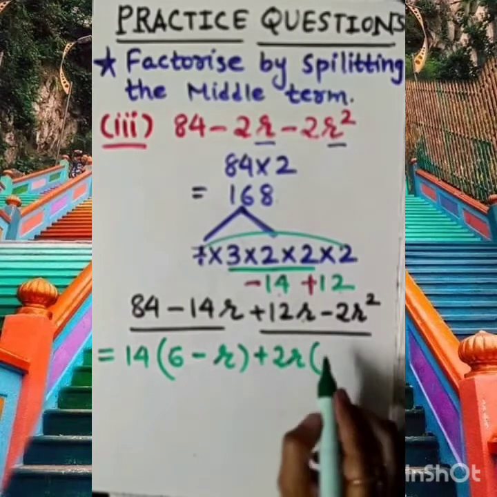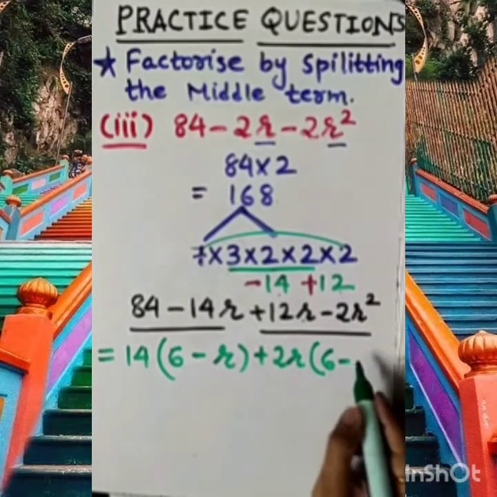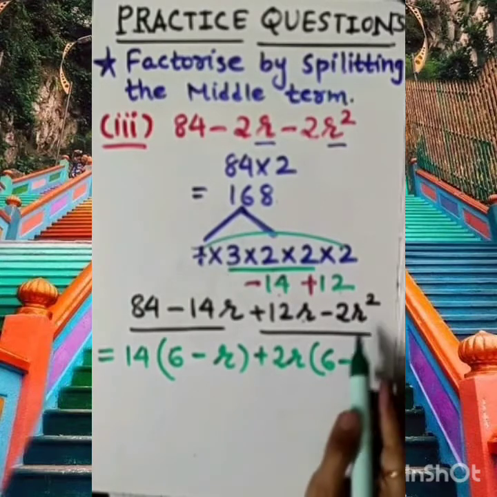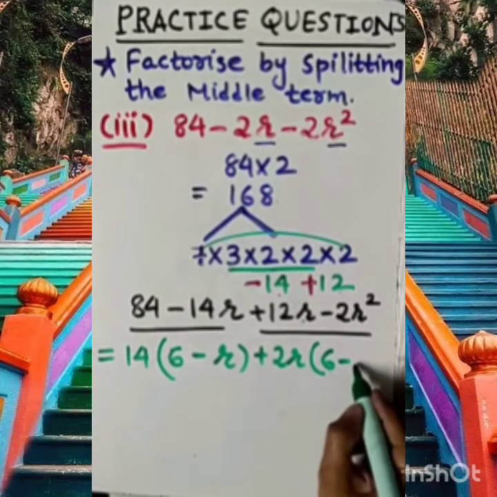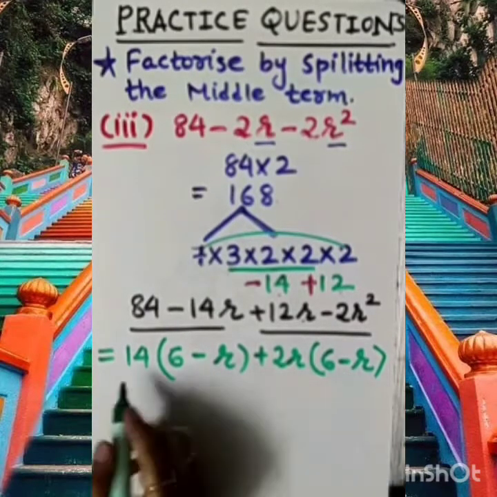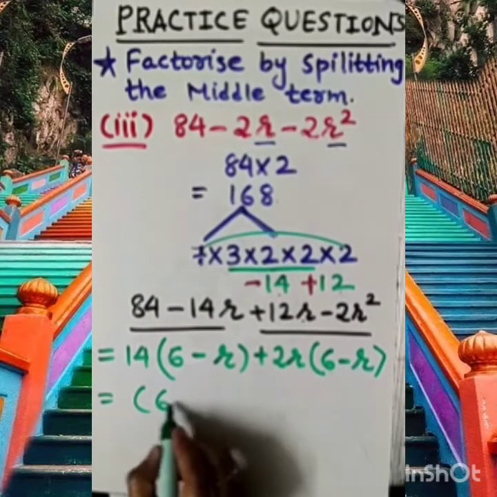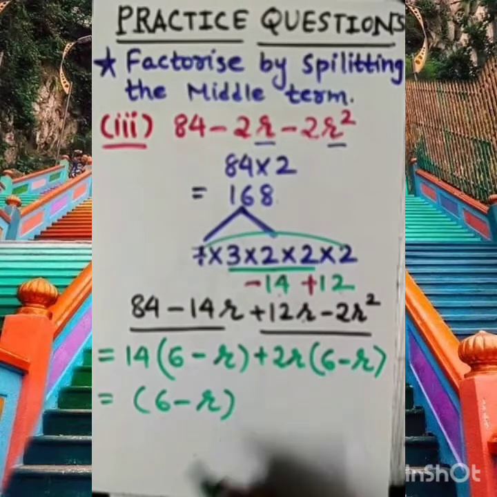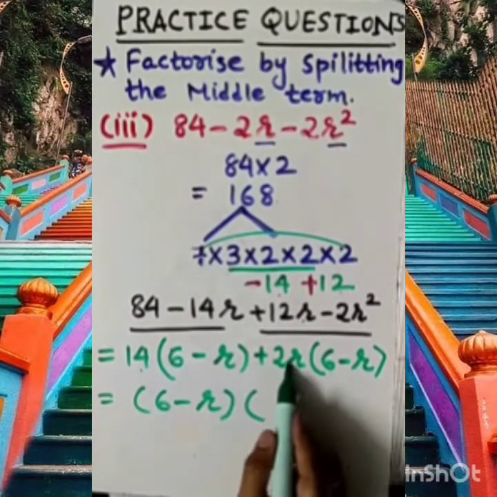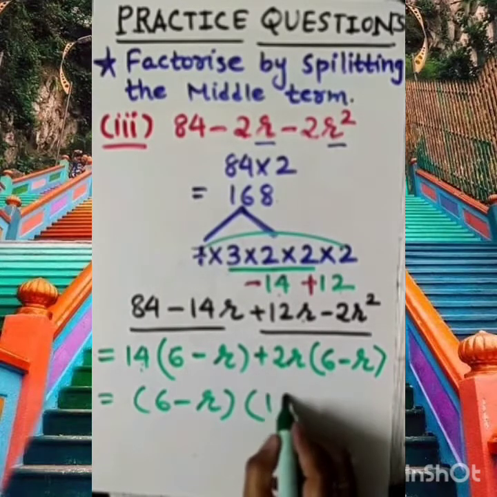Now what is left? 6 into 2 is 12. Minus 2 is already outside. Out of 2r, 1r is already outside. So 1 will be left. You can see, dear student, these two brackets are similar. So 6 minus r is one of the factors of the polynomial, and the other is 14 plus 2r.